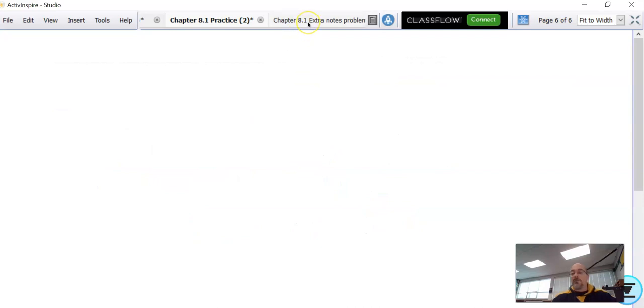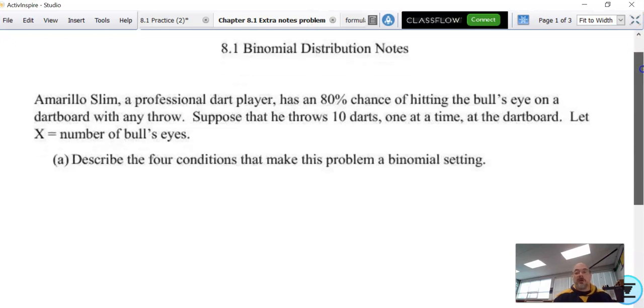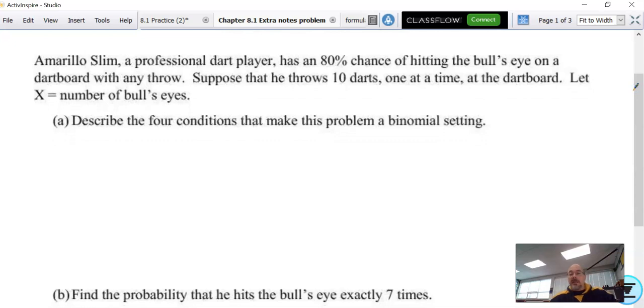I got one more, and okay, I've had longer videos than this, so we're doing all right. We're at 37 minutes. Here we go. Thank you for bearing with me here. So, Amarillo Slim, a professional dart player, has an 80% chance of hitting the bullseye on a dartboard with any throw. Suppose he throws 8 darts, one at a time, at the dartboard. Let X equal the number of bullseyes. Okay, describe the 4 conditions.